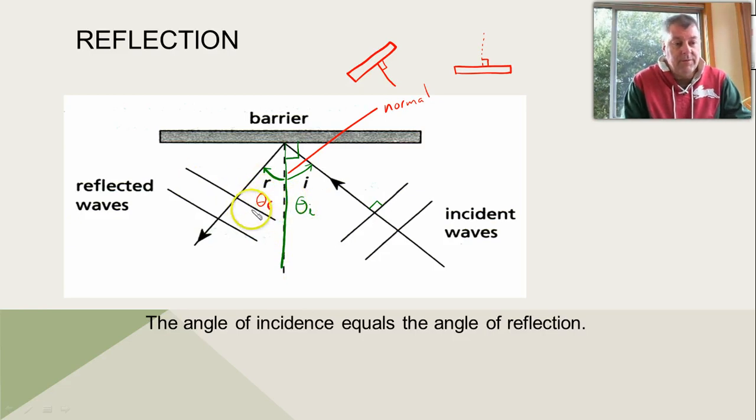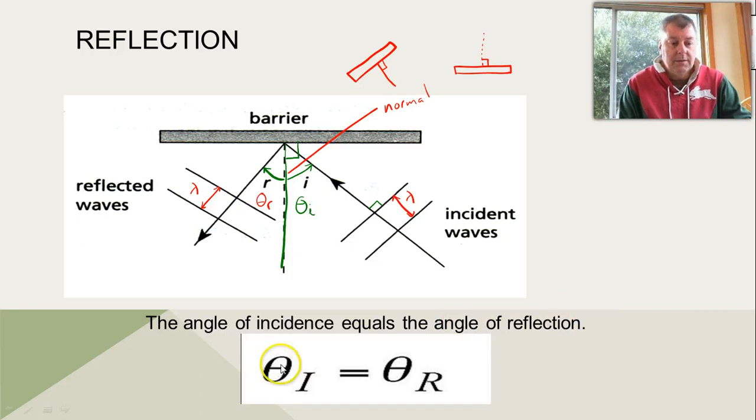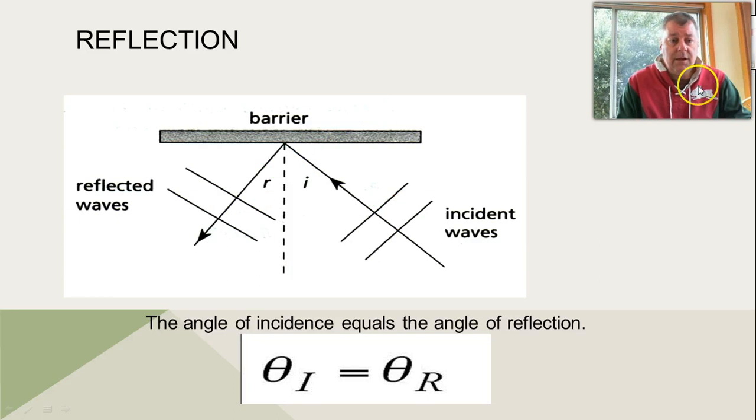Alright, and here are our wavefronts. Now notice that when they hit here, the wavefronts have this distance between them, which is lambda, our wavelength, and that wavelength hasn't changed. We can also say that the angle of incidence equals the angle of reflection. And there's our theta I equals theta R. And that's really all we need to know about reflection. Let's have a look at a couple of examples, and we'll demonstrate this in the class as well.